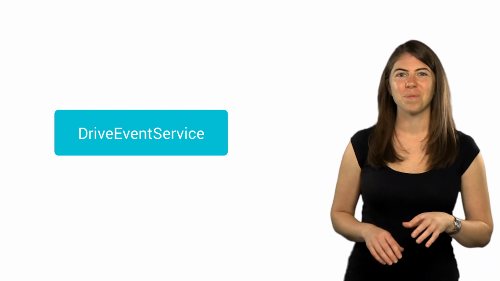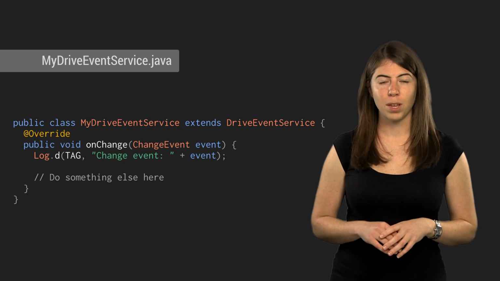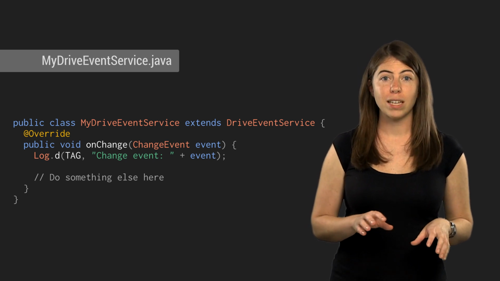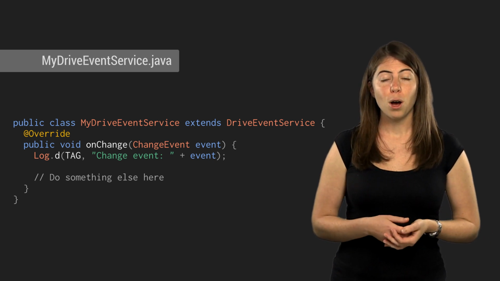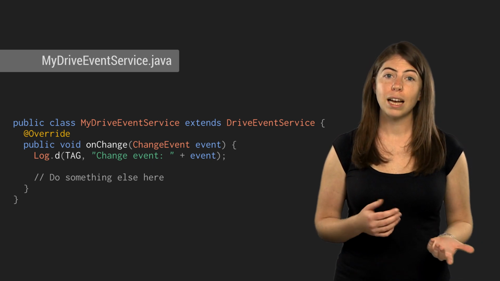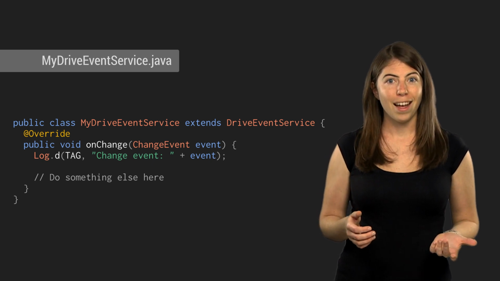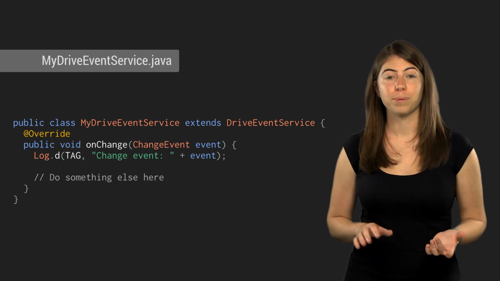Let's try this out. First, let's create the service class that will handle the change events. Create a class that extends DriveEventService. In this example, MyDriveEventService. Override the onChange method in your DriveEventService subclass and print out the event using Log.d. This is where you should do any application-specific processing that you need to do.